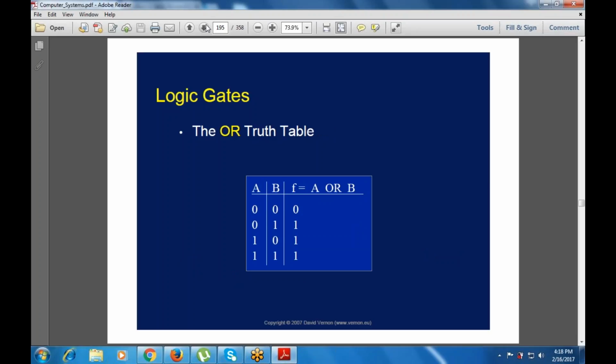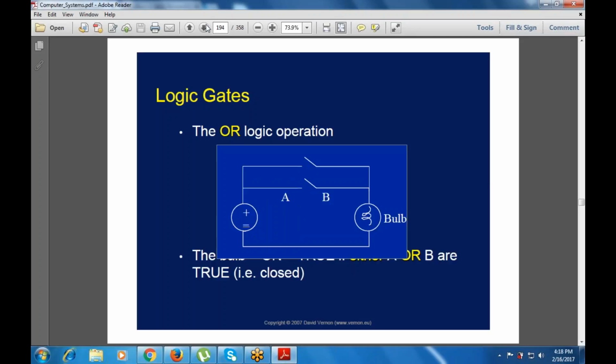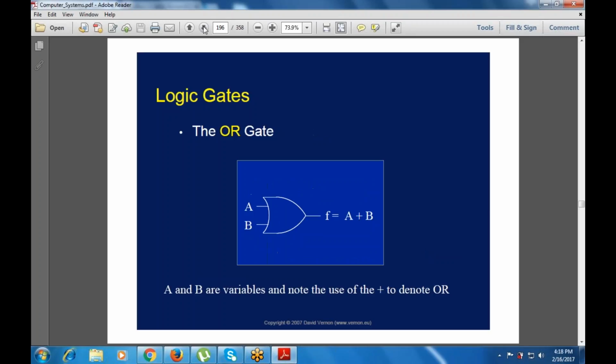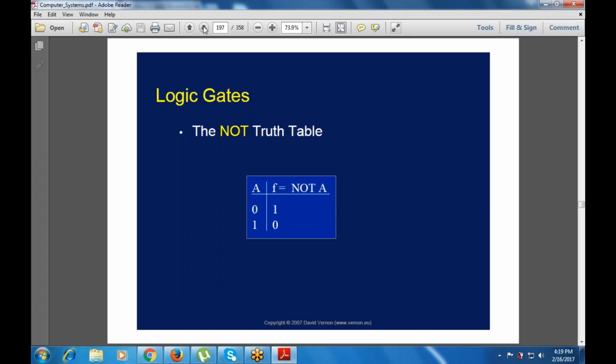In this case, first one is 0 0, both the inputs are 0, then it becomes 0. Then 0 1, it becomes 1. Then 1 0, it becomes 1. Then 1 1, it becomes 1. So this is 0 0 0, 0 1 1, 1 0 1, 1 1 1. This is the symbolic representation of this one. Then this is F equals A or B. Then this is the symbolic or graphical representation. One is the AND gate, this is the OR gate. And these are the variables, and note the use of the plus operator to denote the OR.